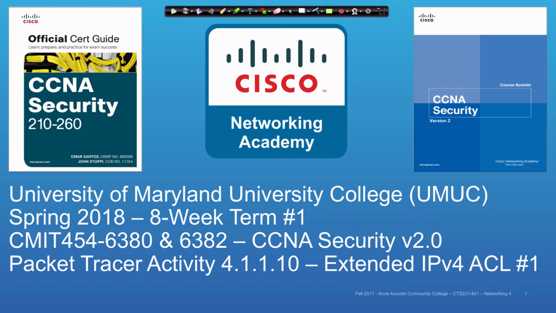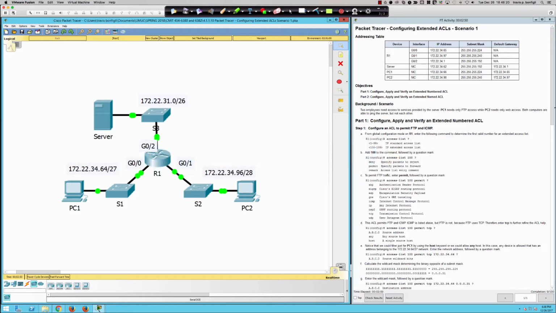This is the CCNA Security version 2.0 course from the Cisco Networking Academy. And this evening's Packet Tracer tutorial and solution set is going to be on Packet Tracer activity 4.1.1.10, where we're going to be taking our first look at extended IPv4 ACLs. There are a number of activities that we're going to be working our way through with extended IPv4 ACLs. So let's go ahead and jump in here.